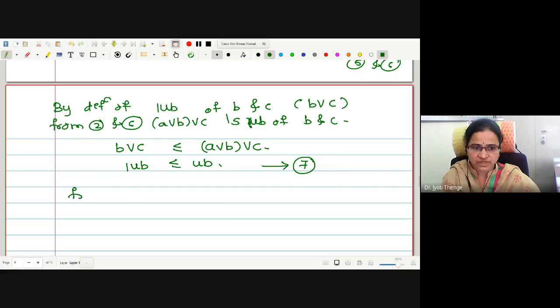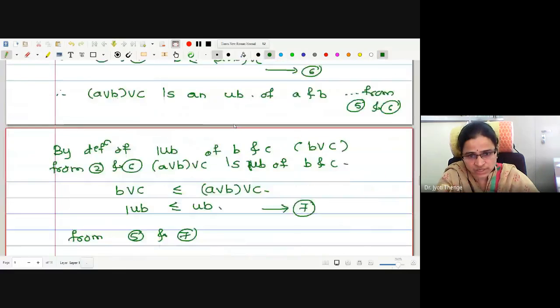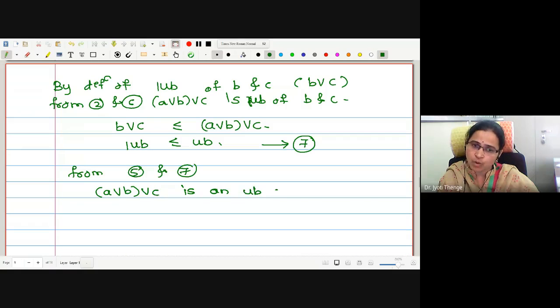Now from 5 and 7, what is 5 that I have written? A precedes A join B join C. Here I have written B join C precedes this. Therefore, from 5 and 7, A join B join C is an upper bound of A and B join C.